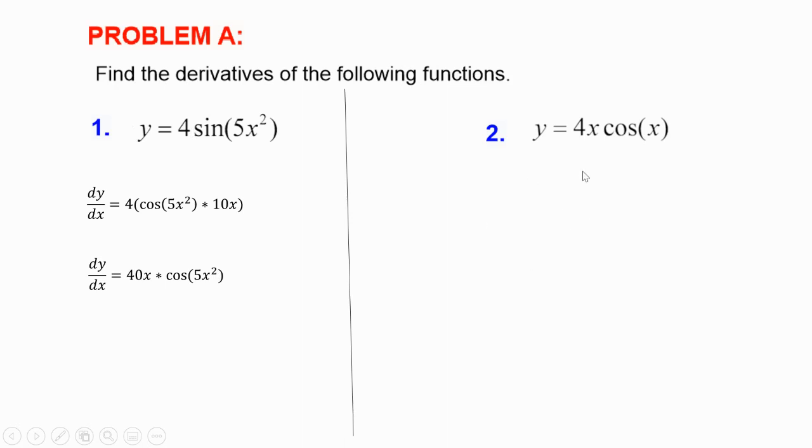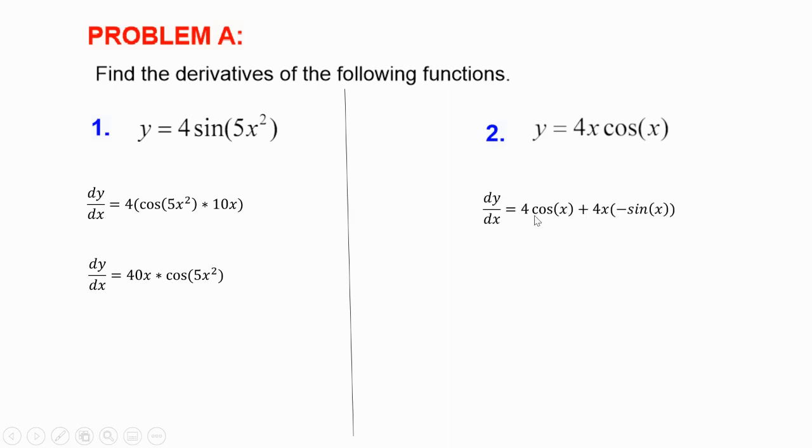Okay, so similar thing here, but now we're going to be using what for this one, right? You tell me, what would be a good strategy for us to derive 4x cos x? Product law, there is right. So we're going to do exactly that. We'll leave that 4 over here.